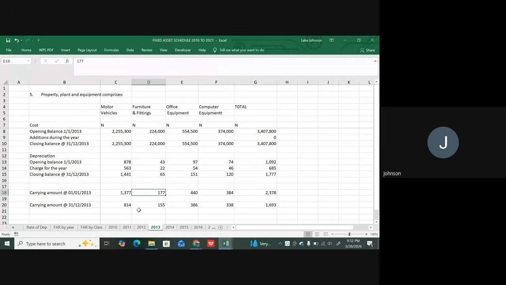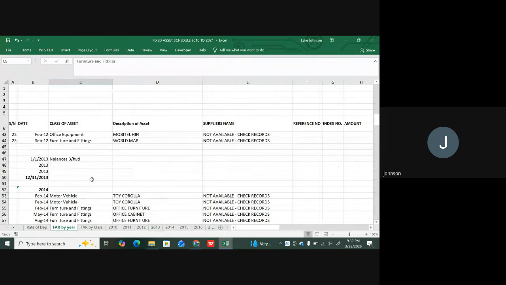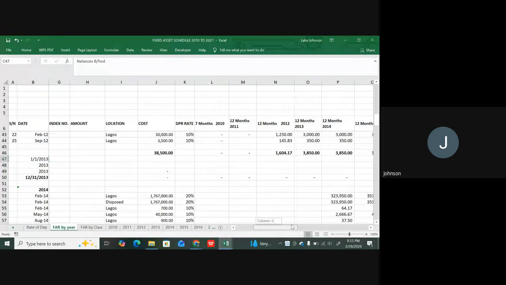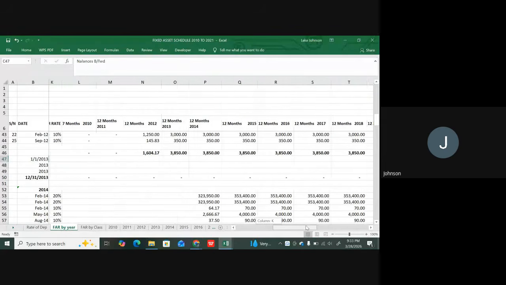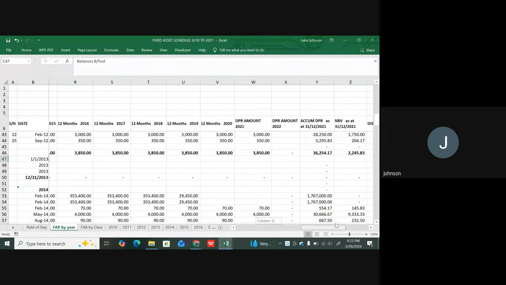I'm just showing that in 2013, something looks odd in the way it is. There is nothing here in the balance brought forward. Let's also check what they charge. Over here also, they didn't charge anything for 2013.